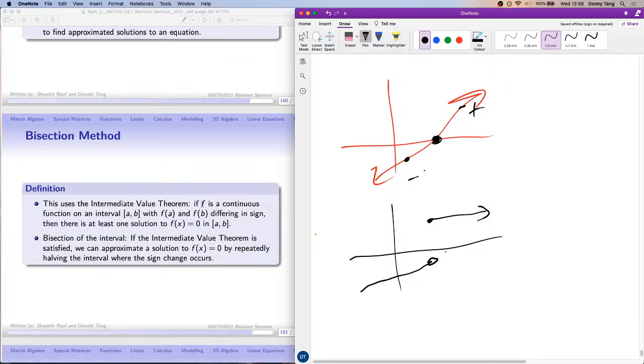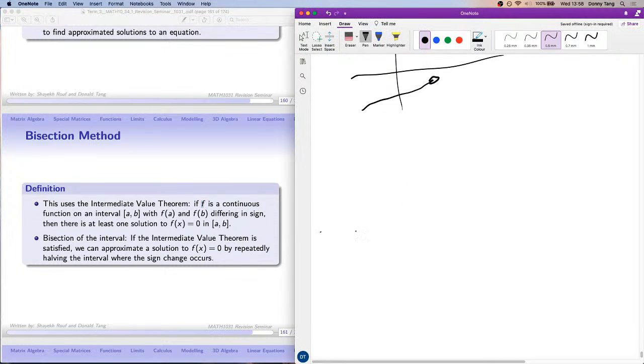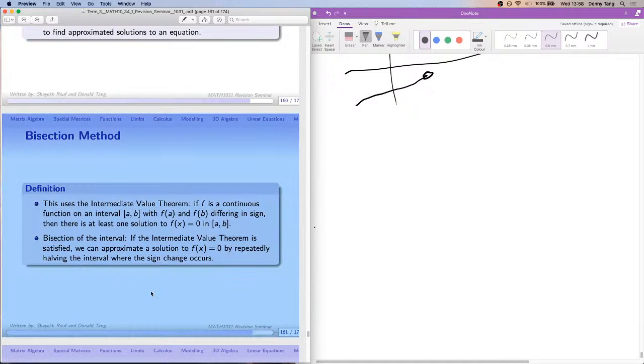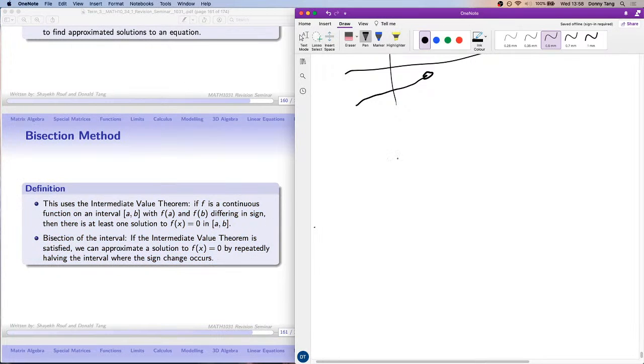It might just jump and it might not have a root. So state that f is continuous when using the intermediate value theorem. Number 2, bisection of the interval. Basically, what it's saying is we can just approximate a solution by repeatedly halving the interval where a sign change occurs.